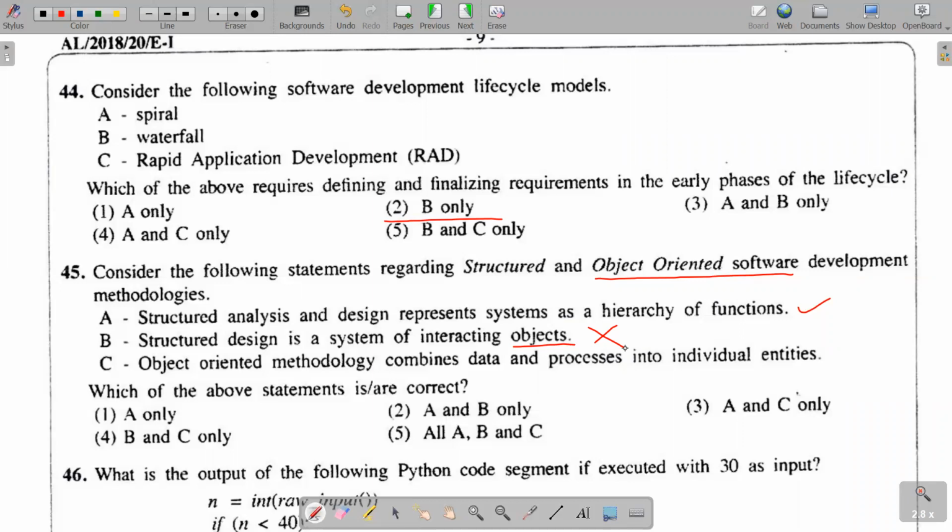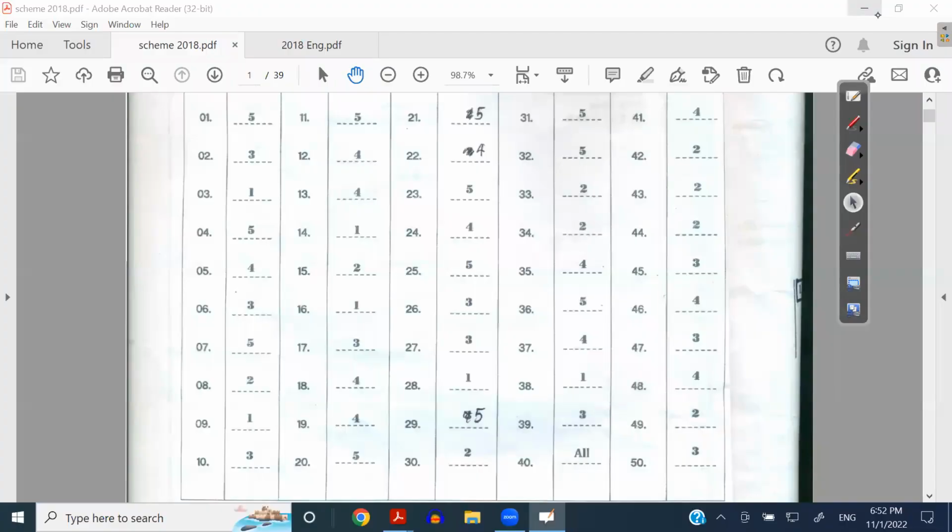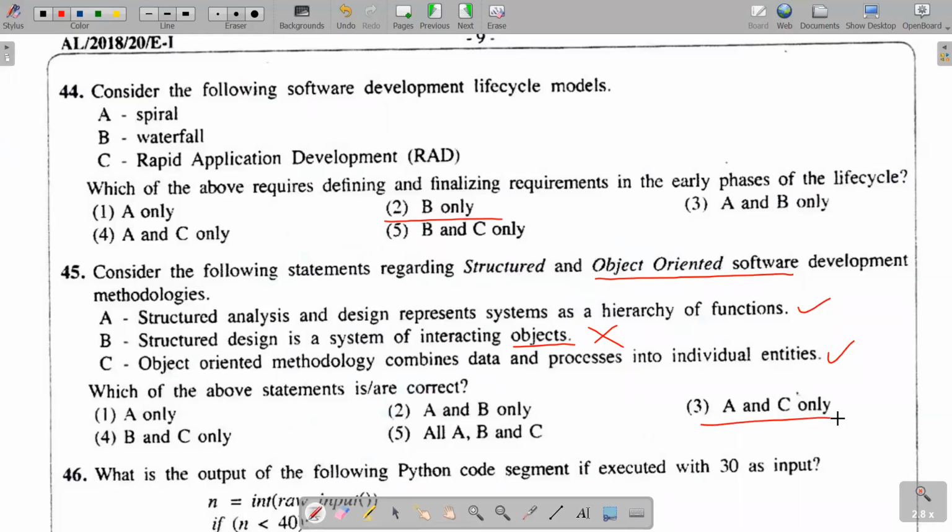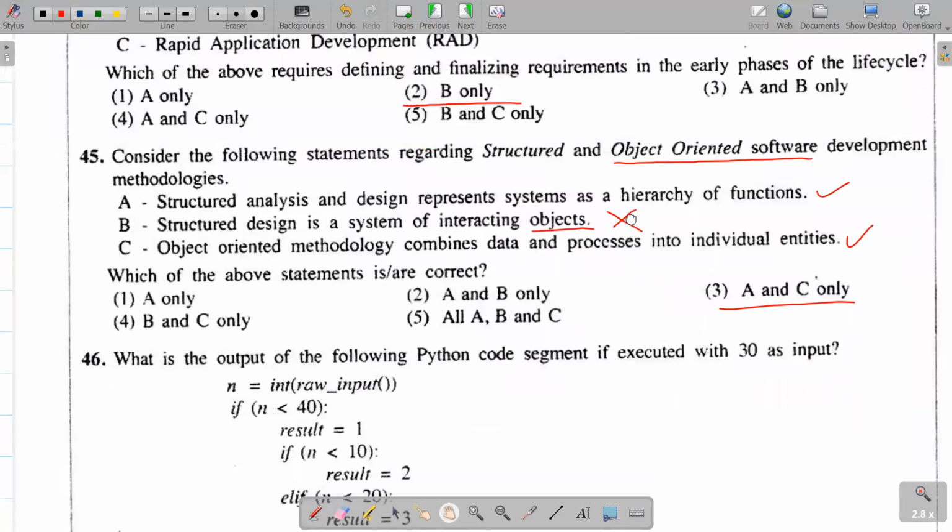Right. Yes. C seems to be okay. So 45th, it's A and C. Third one. Yes, 45th, third one. A and C are correct. 46.